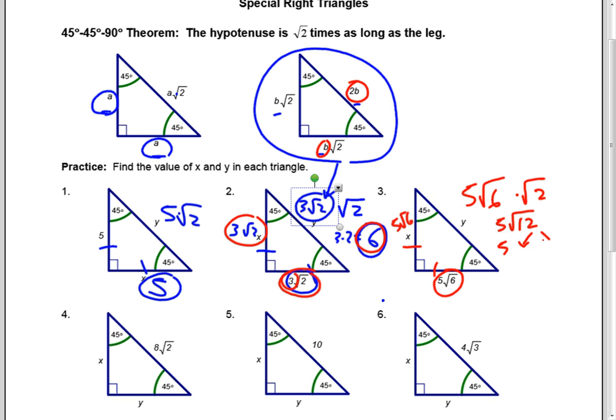Factor it into 4 times 3. So I got a 5 still. I got a radical 4, then a 3, so that's 5 times 2 times radical 3. So all of this ends up being 10 radical 3 in that spot.